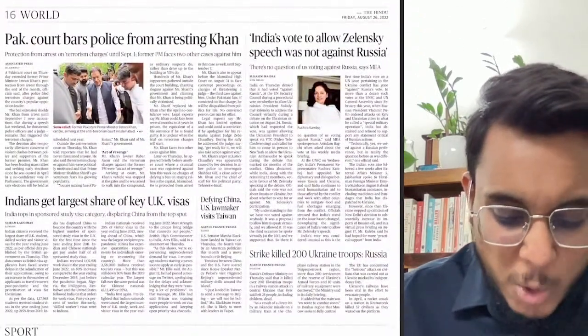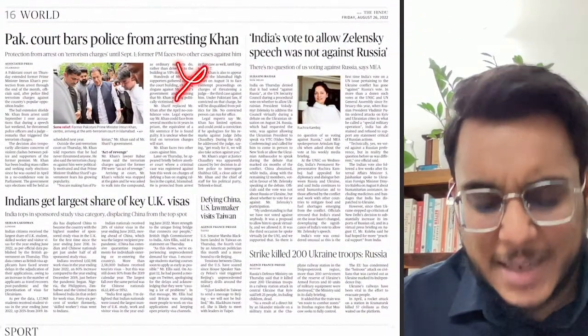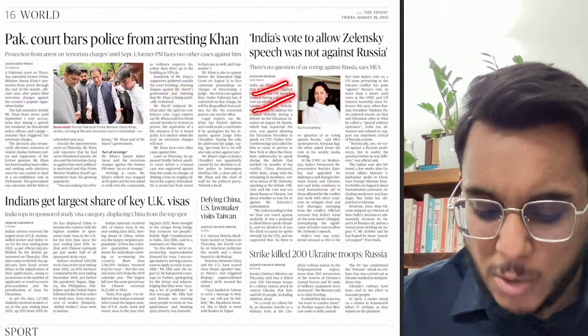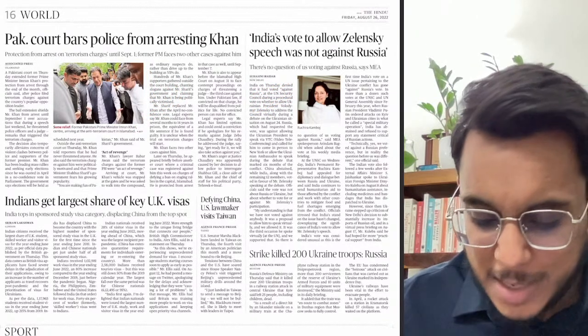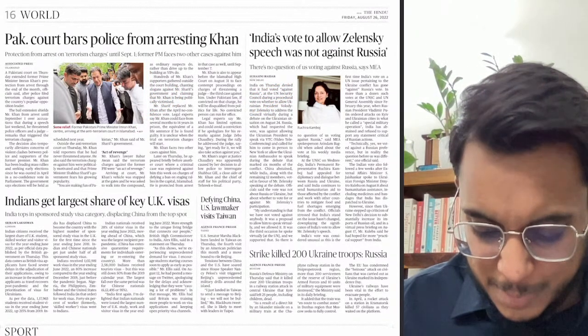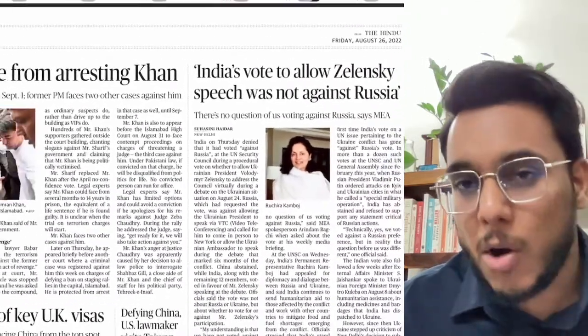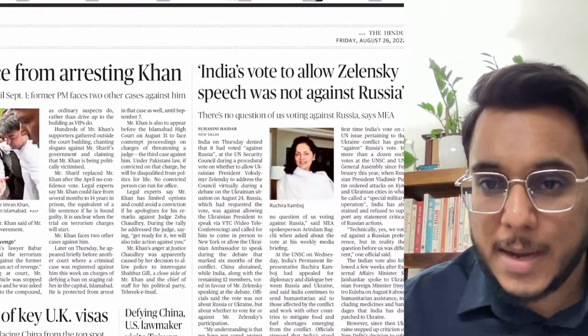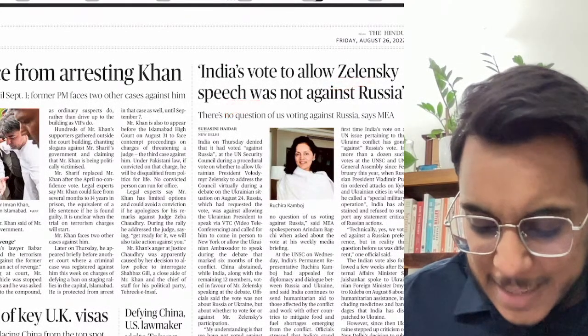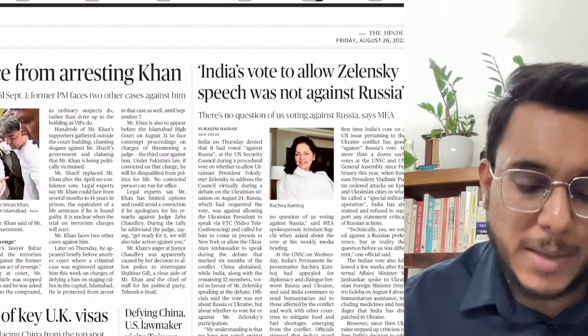Then guys, Pak court bars police from arresting Imran Khan. The issue in Pakistan is going on, not important for the examination. India's vote to allow Zelensky's speech was not against Russia. So guys, basically in one of our resolutions, India has voted, and this particular vote is being called a vote against Russia. But basically we have allowed that Zelensky can make the speech. It is not specifically that India has condemned Russia.